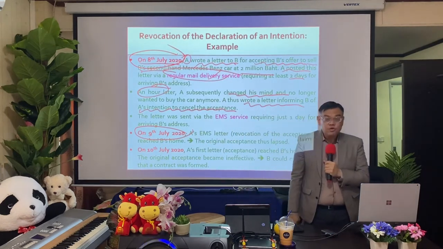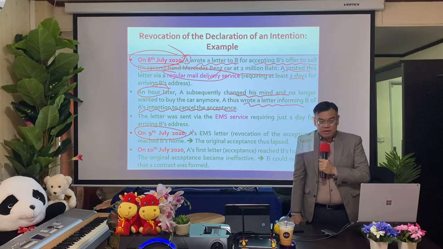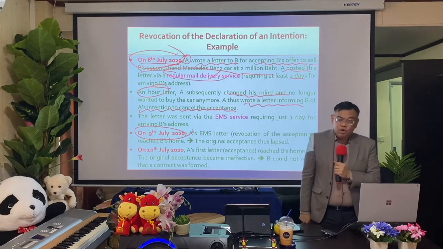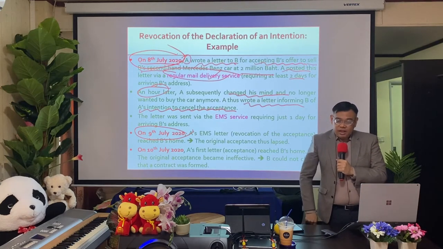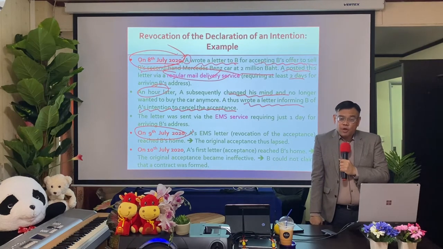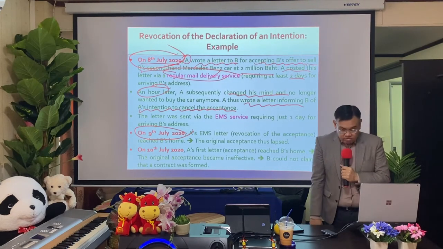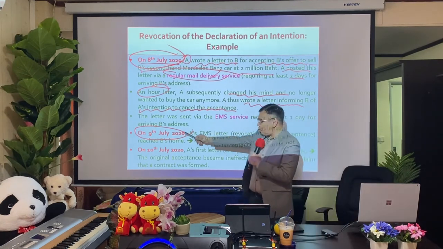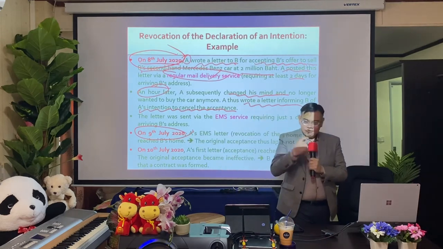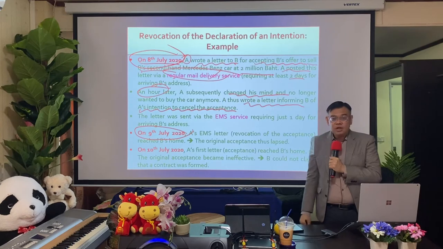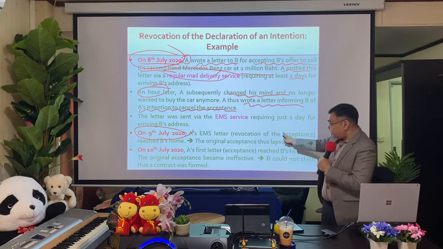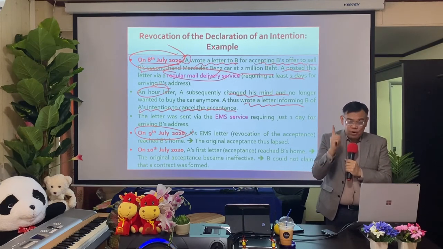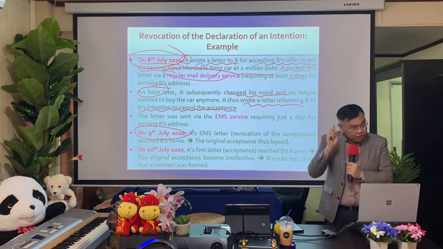In this case, the revocation, remember, the second letter was the revocation of the original declaration of the intention made by A. So in this case, on the 9th of July 2020, the revocation of the original intention reached the other party, okay, and the first letter, the original intention, had not reached B yet, because it would take 2 or 3 days.